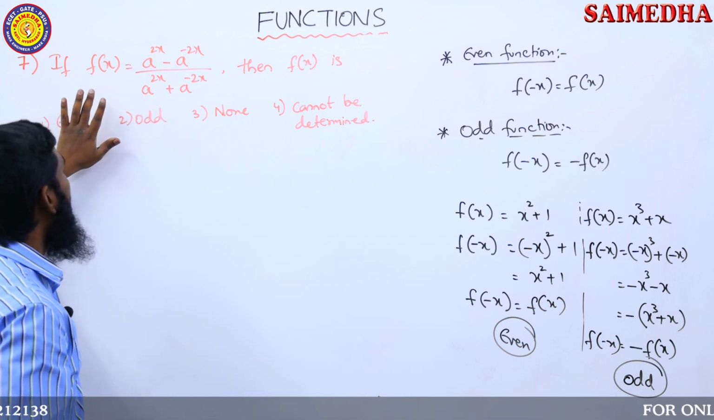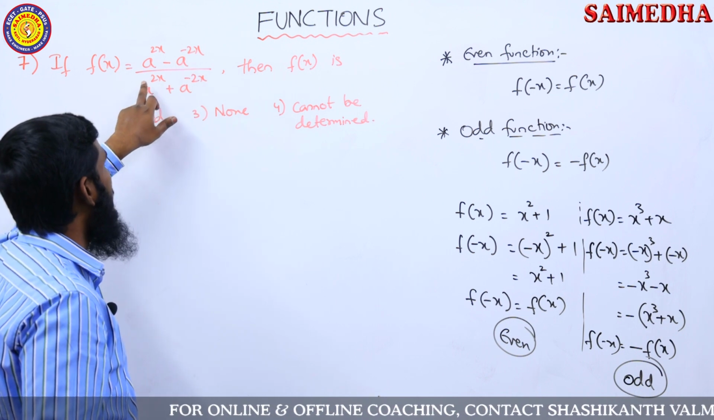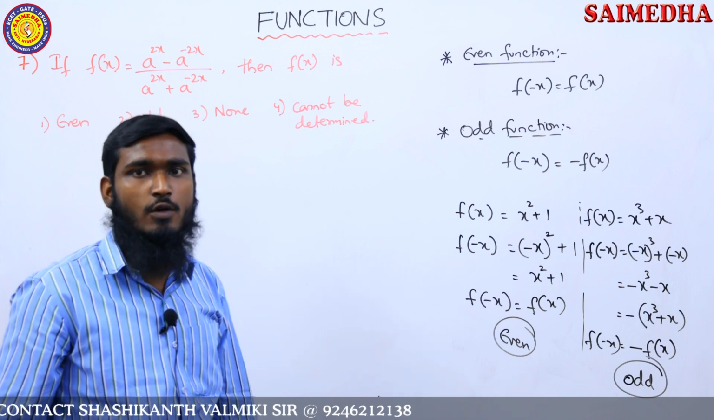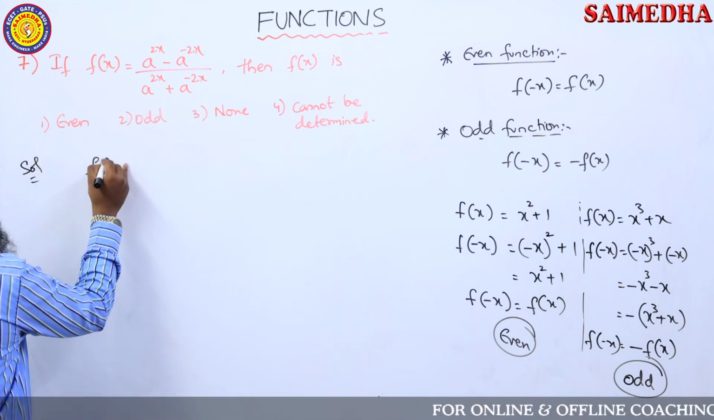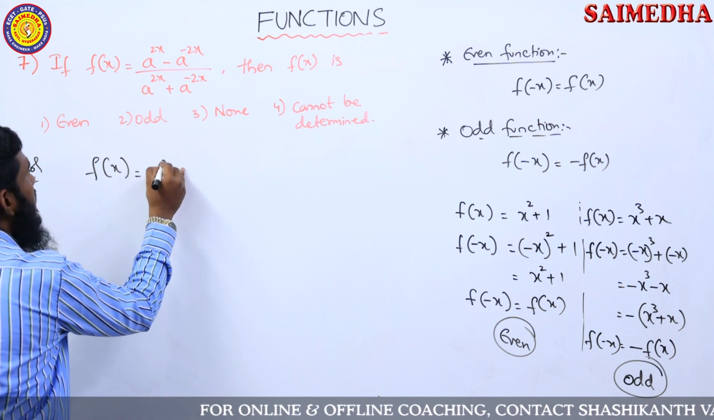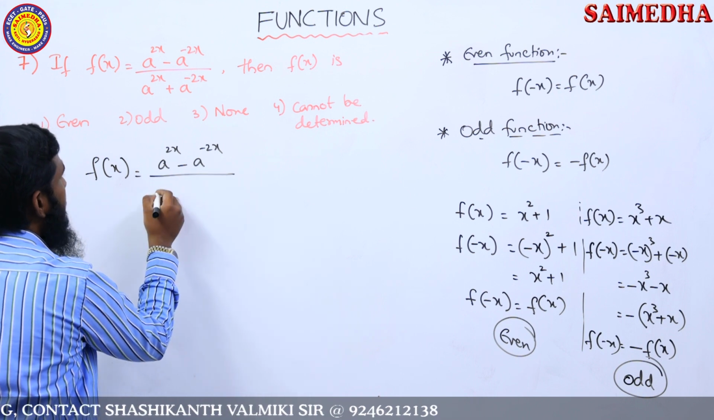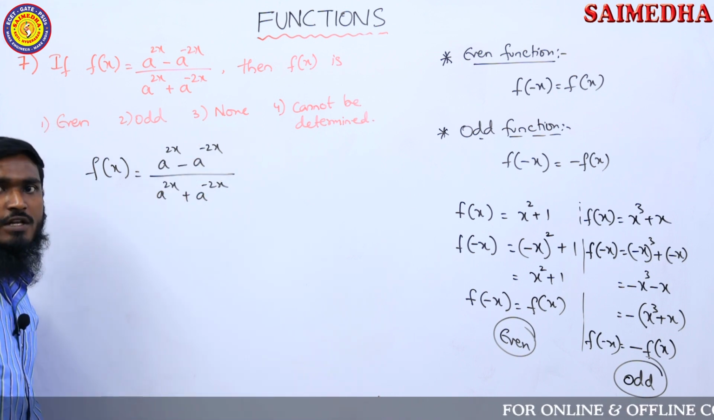Now let us see our same question over here. f of x is equal to a power 2x minus a power minus 2x, divided by a power 2x plus a power minus 2x. Then is f of x even or odd? So what we have to do first is write it as it is. f of x is equal to a power 2x minus a power minus 2x divided by a power 2x plus a power minus 2x. The same function we have taken.